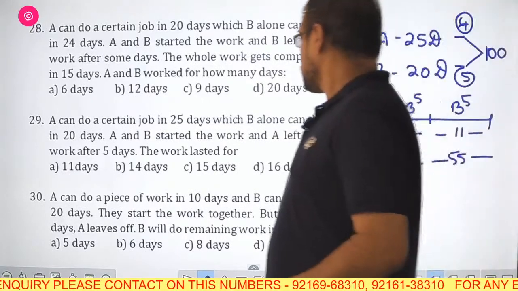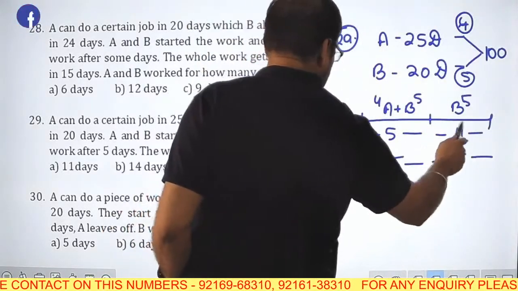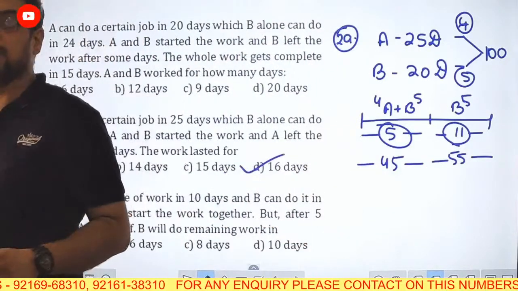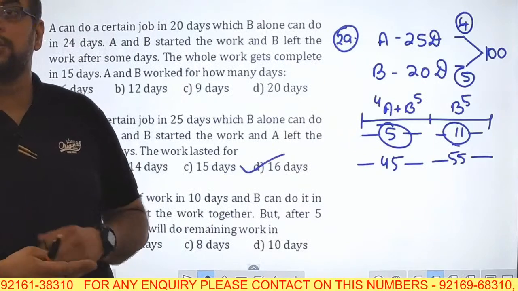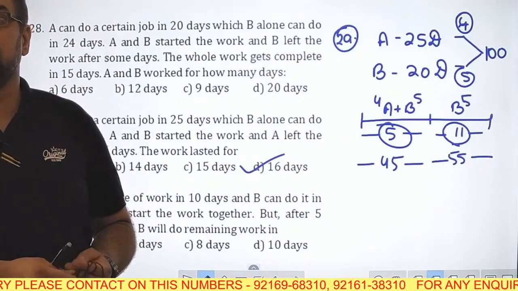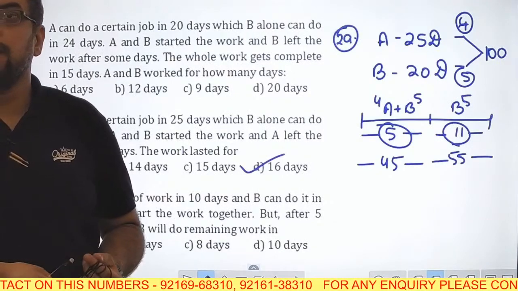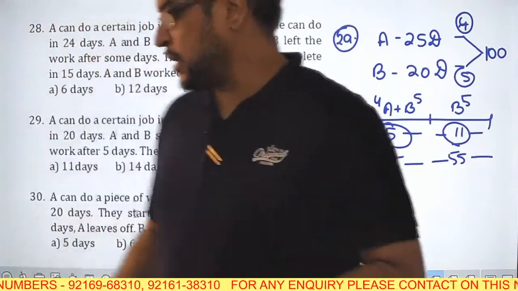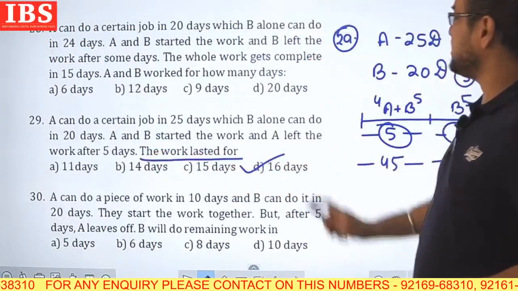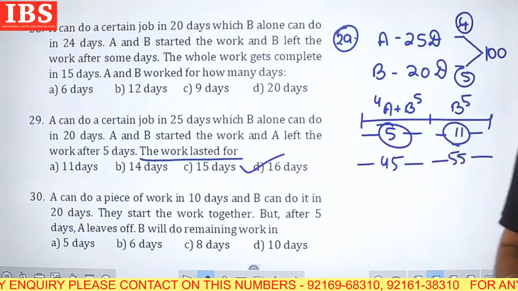So the work lasted for how many days? For 11 this and 5 this, so 16 days bache will be the right answer. So Madhu, 16 is correct. 29th, Purna, 16 is correct. PR, 16 is correct. Okay, Madhu, you need to check the question, what he is asking. So the work lasted for how many days? 16 days is the right answer. Okay, Pawan, 16 is correct bache, very good.